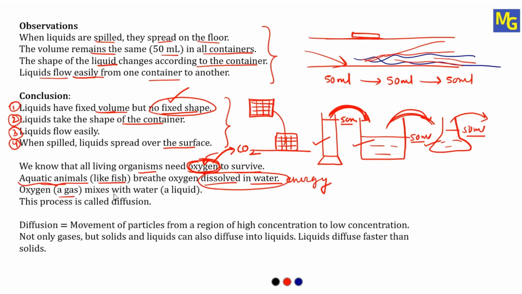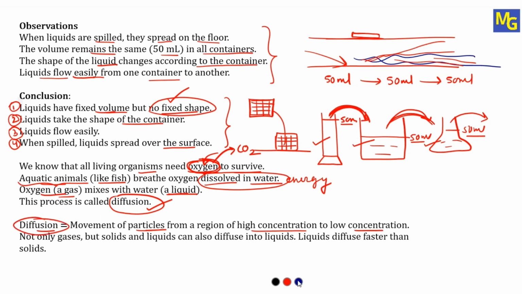So oxygen gas mixed with the water, that is liquid. This process is called diffusion. Already we have studied the word diffusion. Once again, we are going to study it in this state, that is liquid state. So here what we saw, gases mix in liquid or gases dissolve in liquid, and this process is called diffusion. The clear definition of this is movement of particles from a region of high concentration to low concentration is called diffusion. Remember, movement of particles from the region of high concentration to the region of low concentration, and that is only called diffusion.